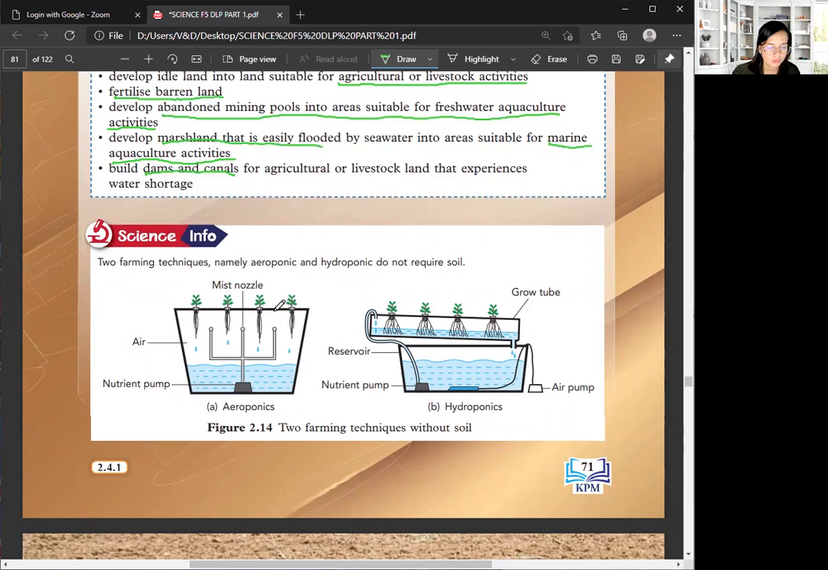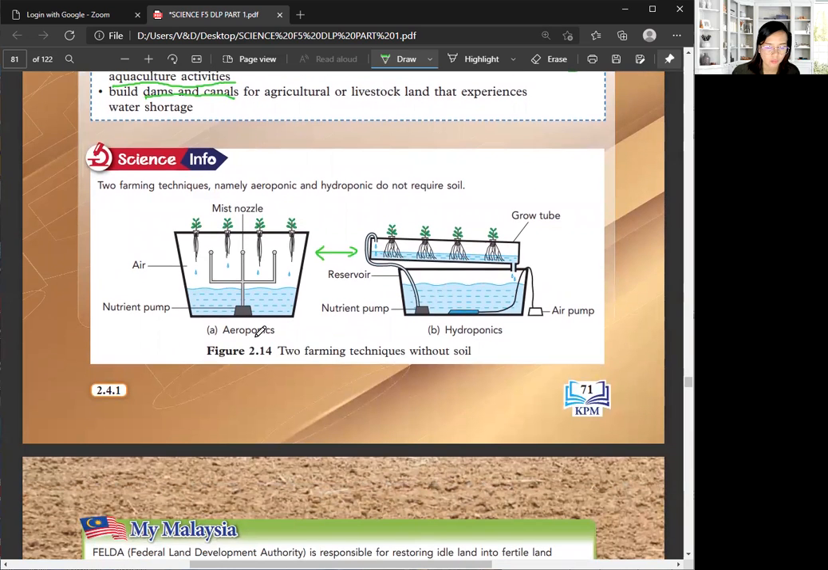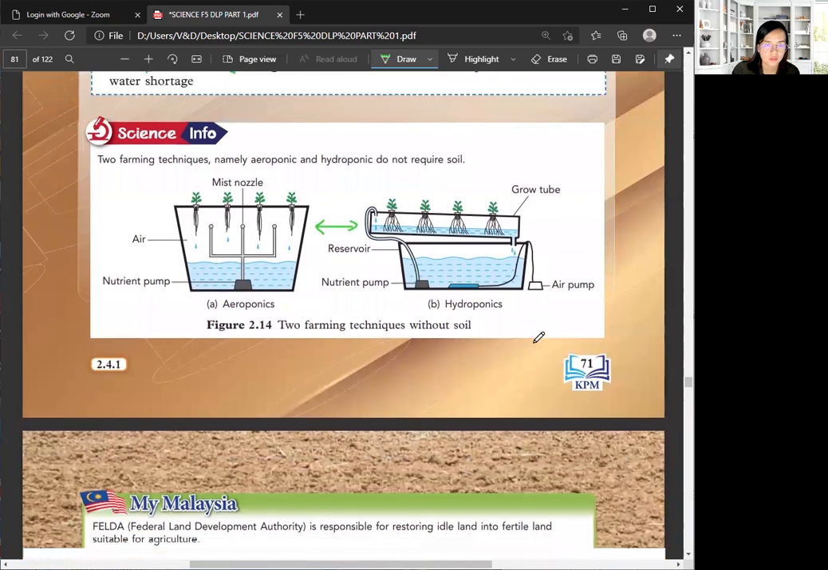Now the way to build this plant is different. If you look at the differences, all right. But basically, they're using water, right? They also have a nutrient pump over here, right? And then for hydroponics, the plant is grown in the tube, while for aeroponics, it is grown in a big container like this, right? So you can learn more about this when you search on the internet about aeroponics and hydroponics. So this one can save land, so that land can be used for other purposes, right?